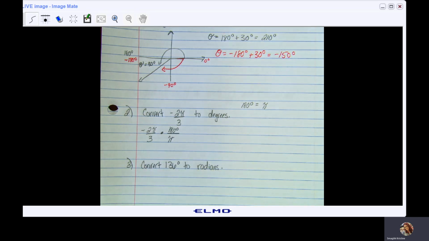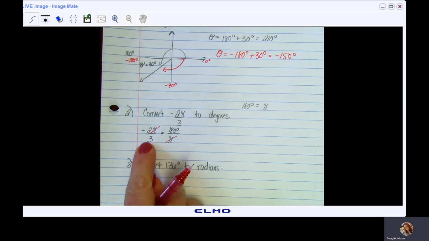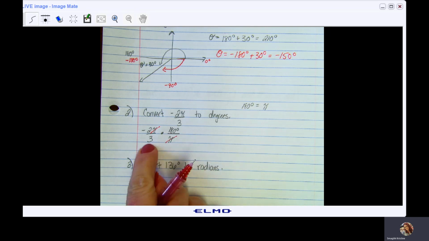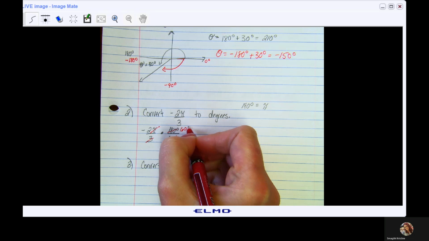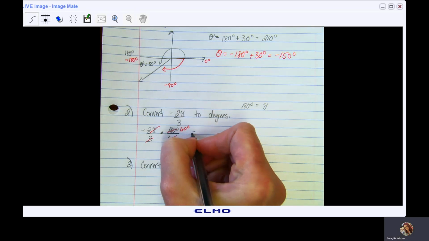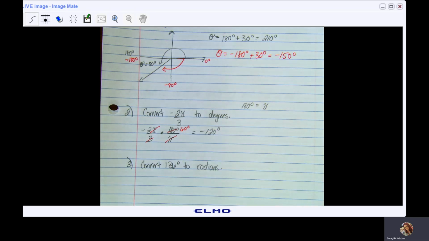So now what's going on here, my pi's cancel out. Also notice I can cross reduce here. 180 degrees divided by 3 is 60 degrees. So now I'm left with negative 2 times 60 degrees. That's negative 120 degrees. So negative 2 pi over 3 is equivalent to negative 120 degrees.